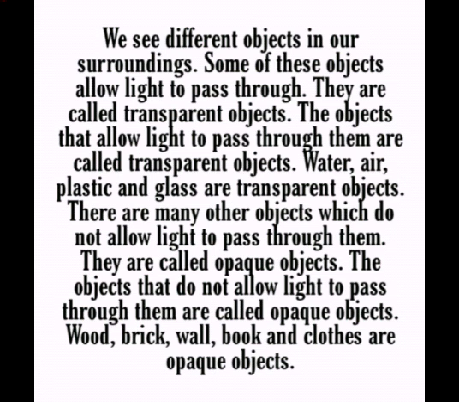There are many other objects which do not allow light to pass through them. They are called opaque objects. The objects that do not allow light to pass through them are called opaque objects. Wood, brick, wall, book, and clothes are opaque objects.